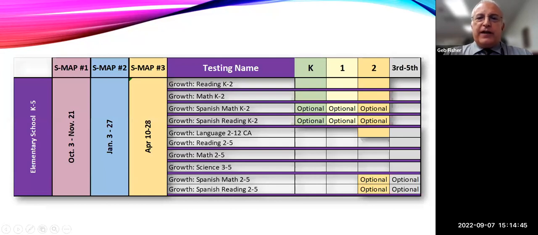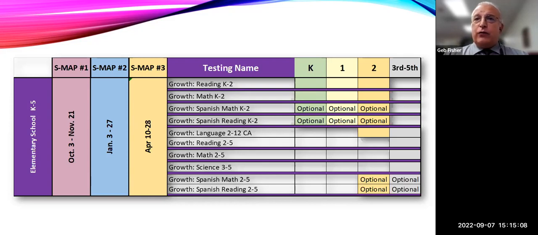This is the overall schedule for testing and the optional tests within the elementary school level. And I know that's where most of you are at. I know there are other levels. I'll show you those as well. You'll notice on the left-hand side are the three different scheduled MAPs, 1, 2, and 3. That'll be the same for all calendars across the district. Then there'll be the Growth reading tests for K-1 and 2, and the math test K-1-2.